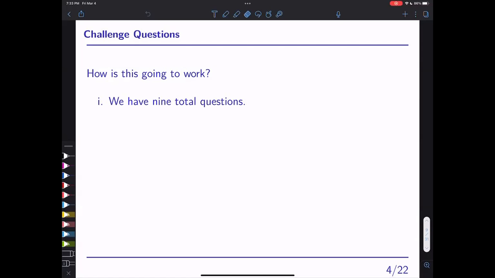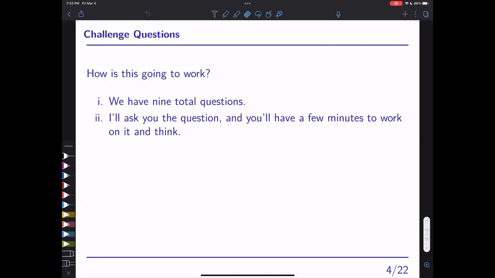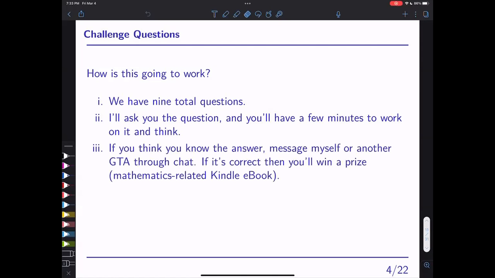We'll try and get through them all. I'm going to ask you the question. You'll have a few minutes to work on it, think on it. If you think you know the answer, type it to me in chat. After the couple minutes have passed, we'll pull it up and we'll see who got it right and give them an opportunity to explain. I'm also going to be keeping track of how many times people get it correct, and then Dr. Kwan's going to give you your prize.